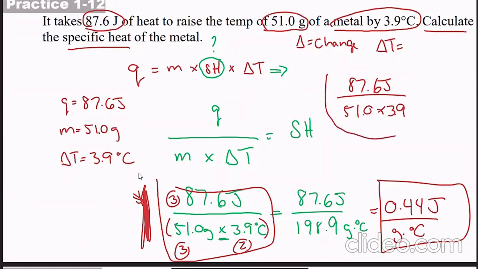The way that I do it, I remember the rule: if it's in the denominator, I divide it. So I enter this in my calculator as 87.6 divided by 51.0 divided by 3.9. Because it's in the denominator, I just hit divide by 3.9. So I do this in one calculation, 87.6 divided by 51 divided by 3.9, and I come out with the exact same answer of 0.44.